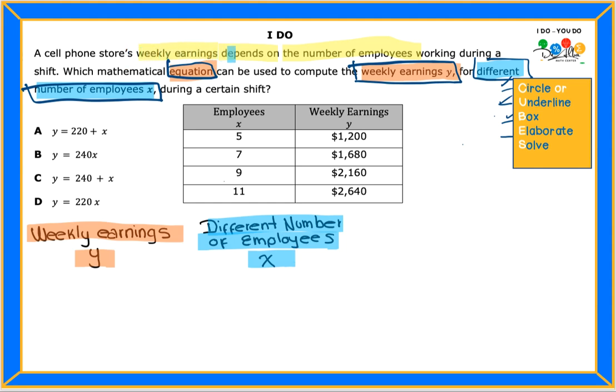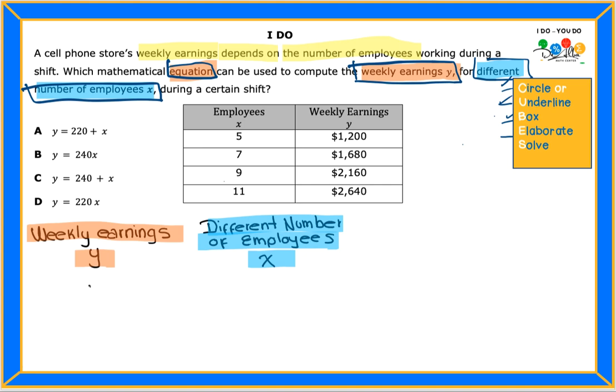The weekly earnings depends on the number of employees. What do you think that means? It could be that if there are more employees, they can make more money. That's possible. It could be the other way too, right? If they have more employees, it takes more money for the company, and then the weekly earnings can be less money. But anyway, what it means is that they will have a different number of employees. And I'm going to rewrite that in here.